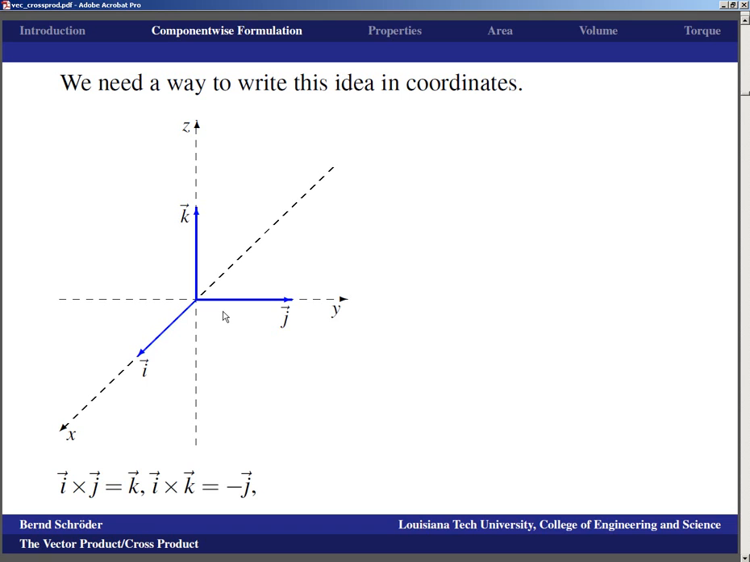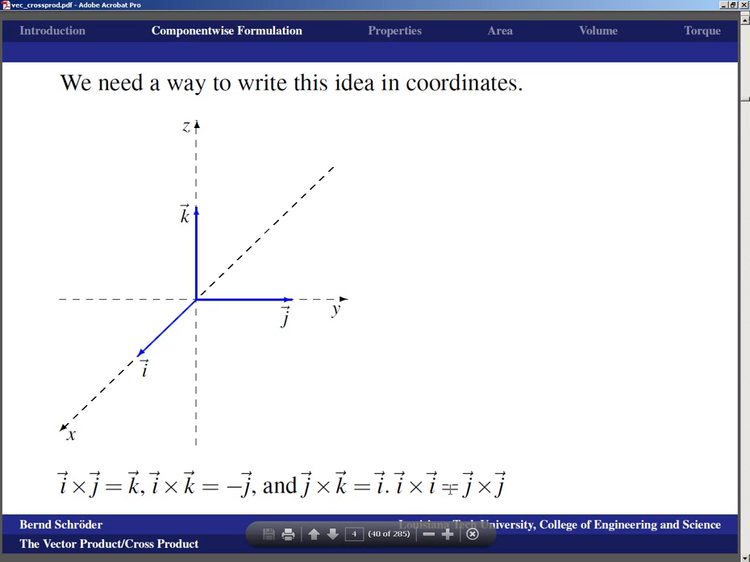If you work out I cross K, you realize that your middle finger points towards the left, whereas it should point towards the right, so I cross K is actually negative J. And if you look at J cross K, then you realize that if your thumb is J and your index finger is K, then your middle finger points towards you, and that means that J cross K is I.